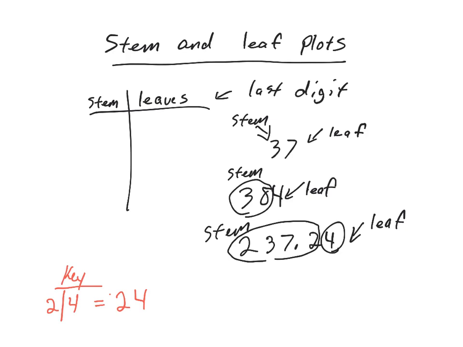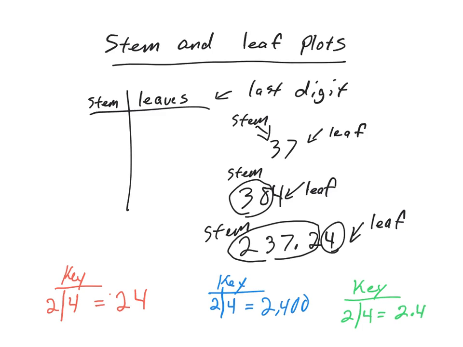Or it could mean, if you had another key, and you had the exact same thing, 2 long bar 4, they could tell you that it equals 2,400, in which case whatever number you've got there, you're going to add 2 zeros to. Or if you look at the green key here, again, same thing, 2 long bar 4. They could tell you that it's equal to 2.4. That key is going to be incredibly important to understanding what's going on with your stem and leaf plot.